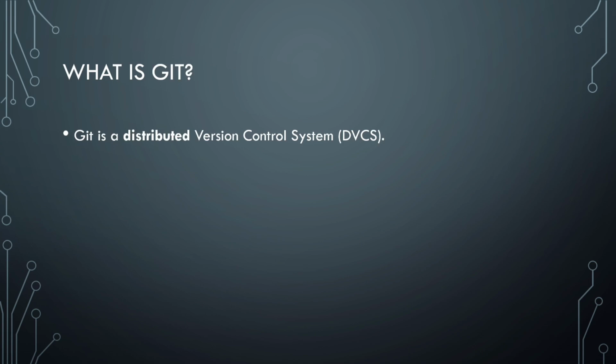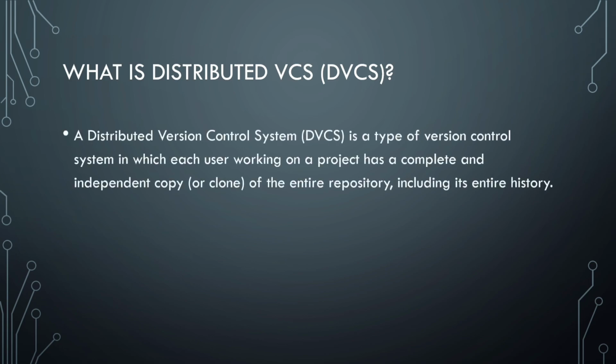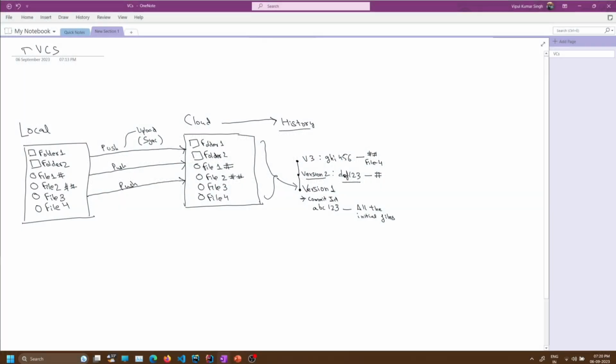Now, Git is said to be a distributed version control system, so let's talk about what this distributed VCS means. A distributed version control system, or DVCS, is a type of version control system in which each user, working on a project, has a complete and independent copy of the entire repository, including its entire history. So, let's understand this with an example. Suppose developer 1 created the initial code, that is the initial folder and files, and now, developer 2 wants to work on the same code.